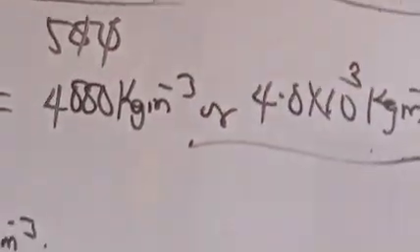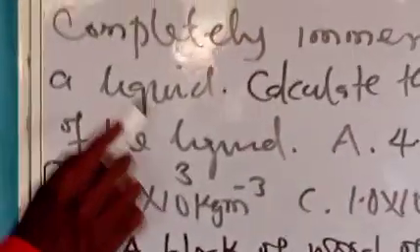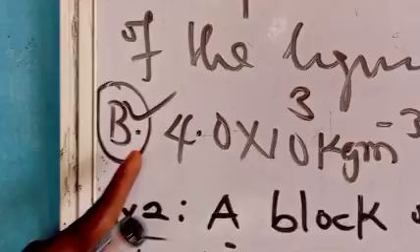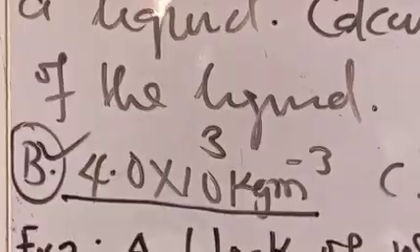In this case, listen carefully. When you come here now, what is our option? Our correct answer is option B. Look at it here. Option B is our correct answer. Just look at it. Option B, look at it here. This is the answer. Let me underline it. This is the answer there.